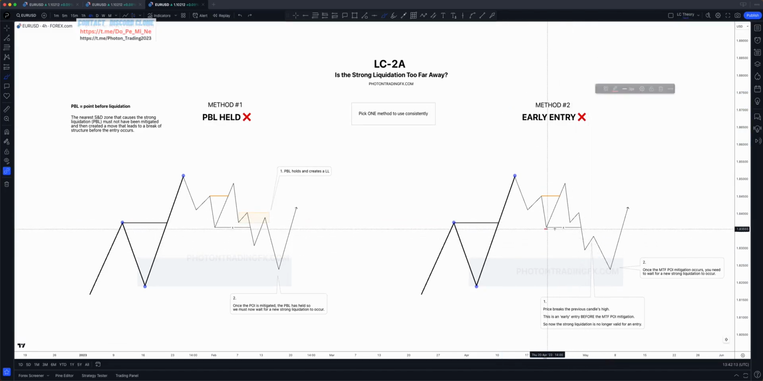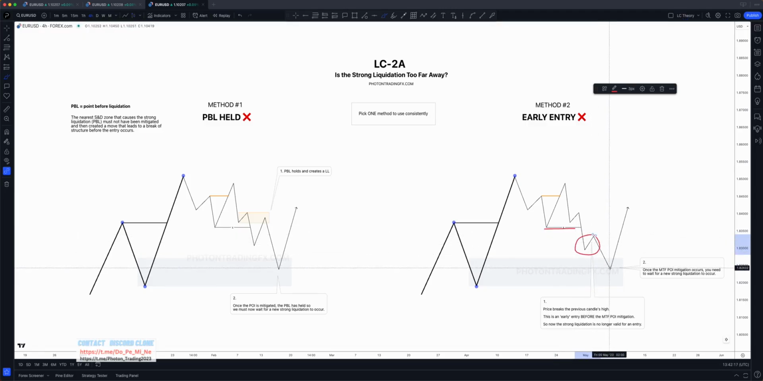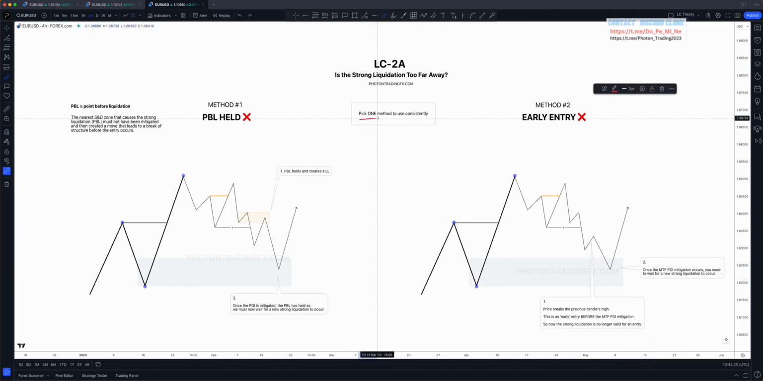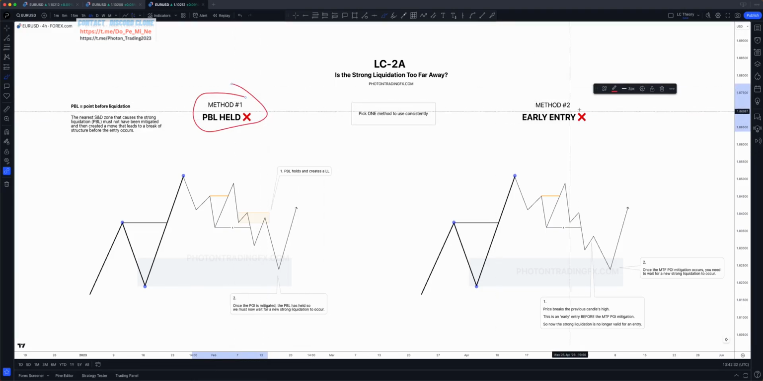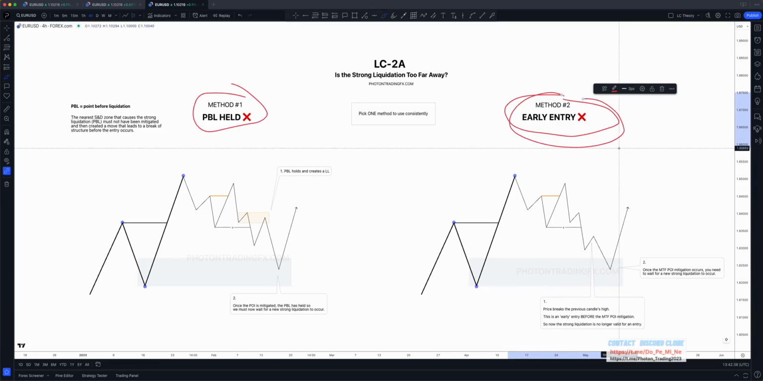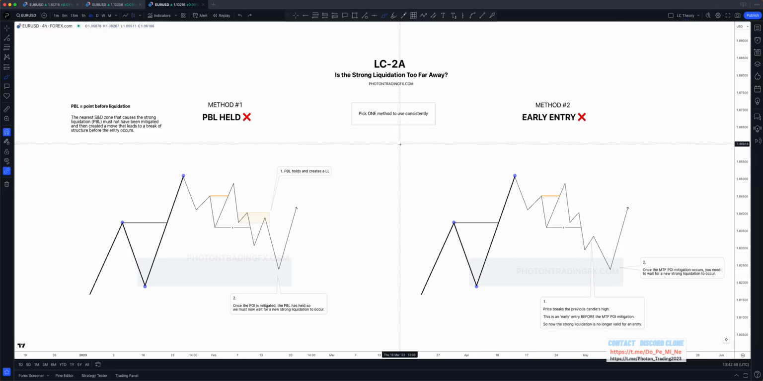And basically, once you get the strong liquidation, if it gives an early entry here before we get our POI mitigation, then this liquidation is invalidated and you need to see a new one form. So again, you pick one. You do not use both. Pick one and stick to it consistently. I personally haven't tested this approach, but Tomas has used this approach with his testing. He just preferred that way. It resonated with him more. So just pick one, test it, see what works for you.